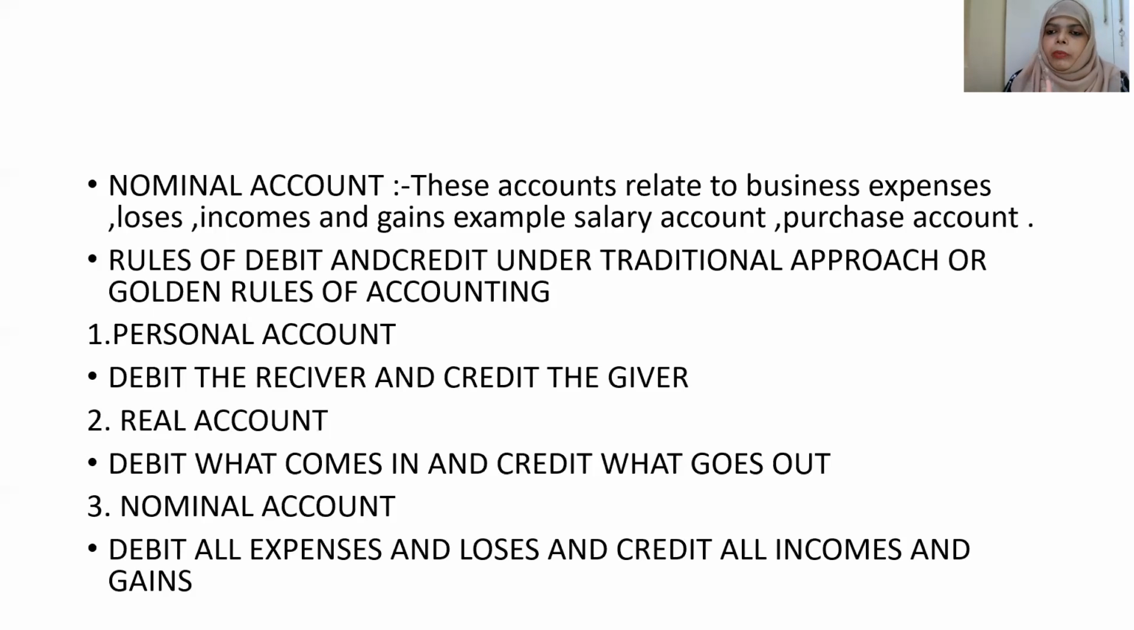You have to remember these three things while performing a journal entry. If you forget them, you cannot perform accounting and you cannot do a journal entry. So always remember the three golden rules of accounting: debit the receiver, credit the giver; debit what comes in, credit what goes out; and thirdly, debit all expenses and losses, credit all incomes and gains. So this is all about the traditional approach.